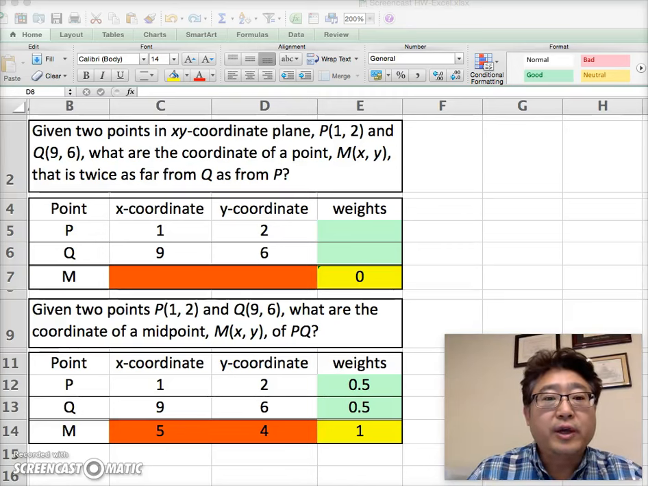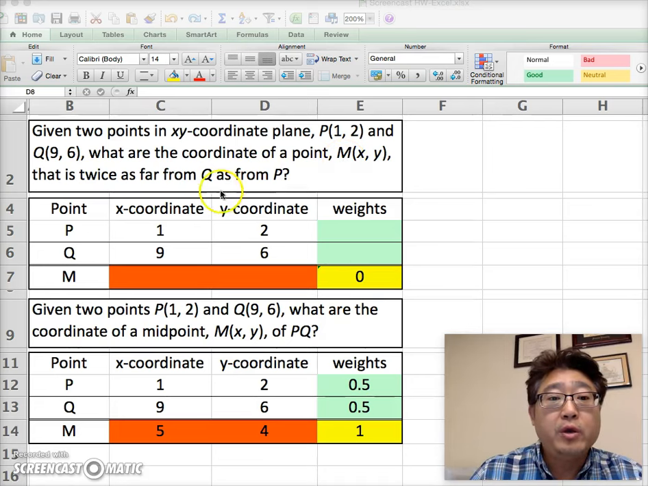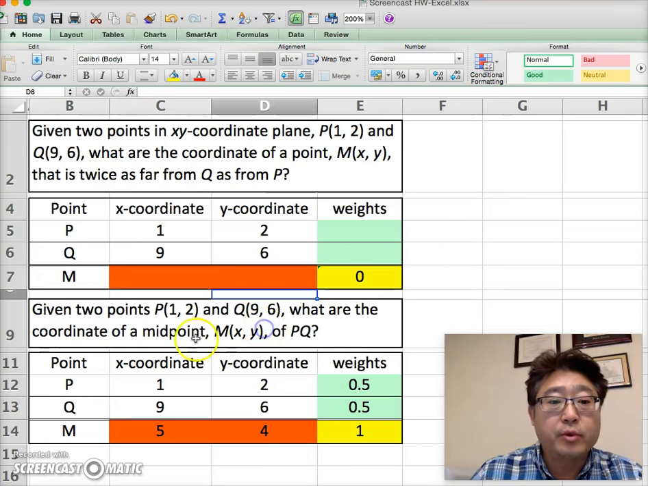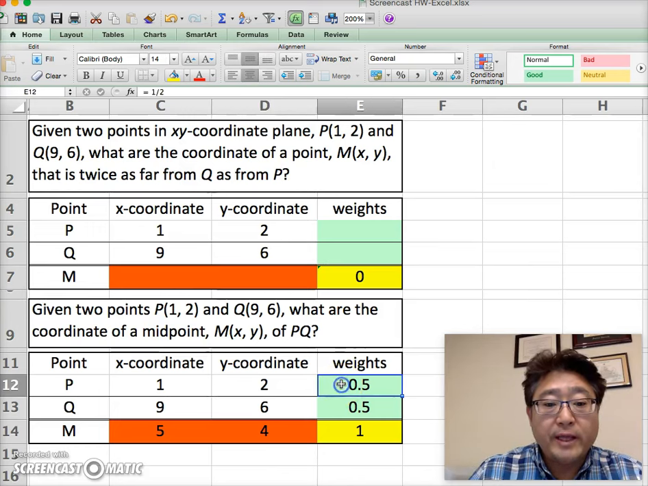Hello, today we will learn how to find any intermediate point, here M, between 2 points P and Q. Now, if you look at this question on the bottom, this midpoint question is very popular in almost all the geometry textbooks. And I want you to realize that the weights given to those 2 points are equal to each other, 0.5 each. And make sure they add up to 1.